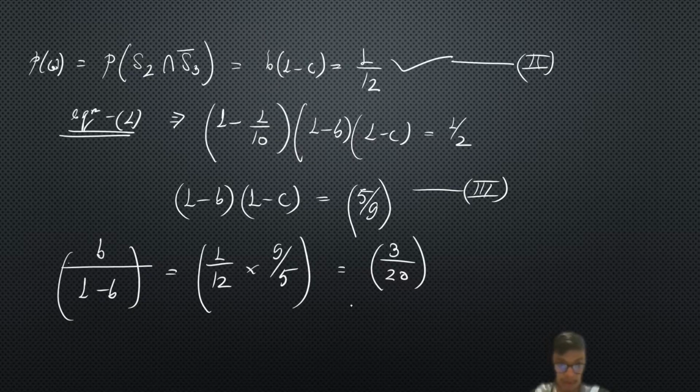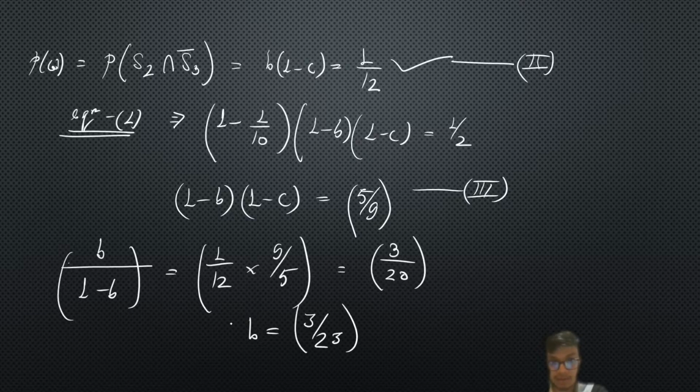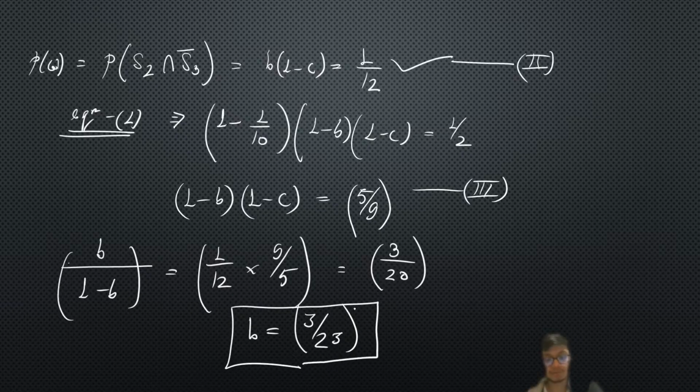From this result, I'm going to get the value of B. If you do the solution by yourself, you can cross multiply and then solve the linear equation in B. B is going to come out as 3 upon 23. Then once you get B, it's very easy to get C, because you put it back into equation 3 and you get the value of C.